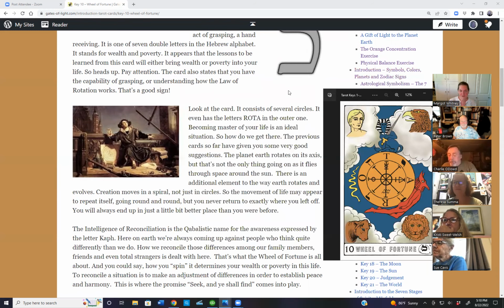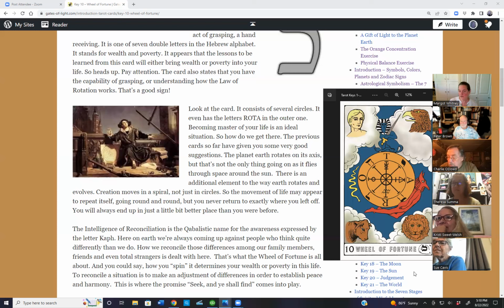Okay, so look at the card. It consists of several circles. It even has the letters Rota, that's R-O-T-A, in the outer one. Becoming master of your life is an ideal situation. We all hope for the best on that one. So how do we get there?